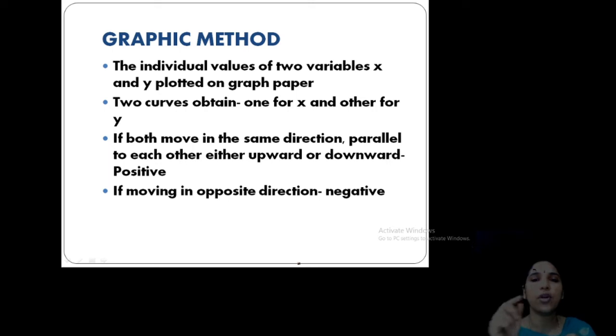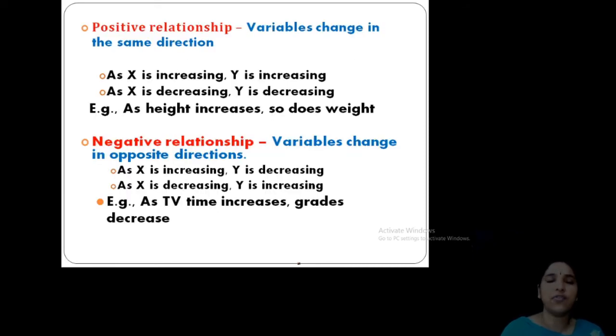Then you can plot the value of x and the value of y. You will get two curves, one for x and the other for y. If the two curves move in the same direction, parallel to each other, upward or downward, the correlation is positive. If they move in opposite directions, it is considered negative. That is the graphic method.